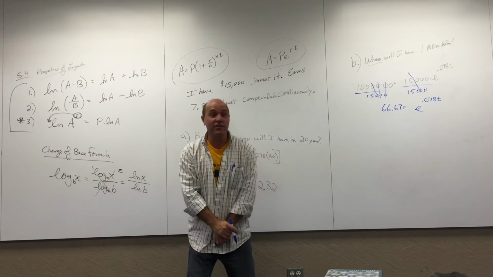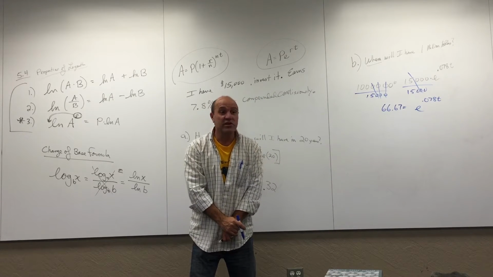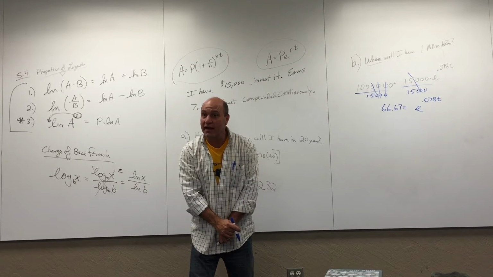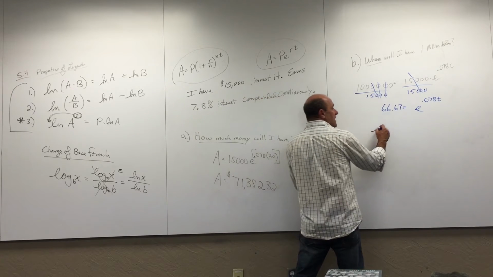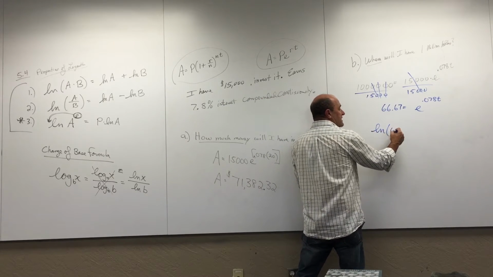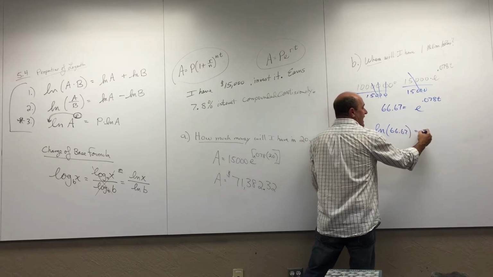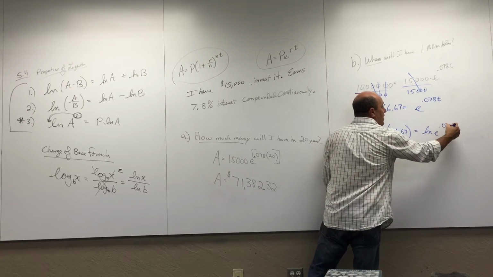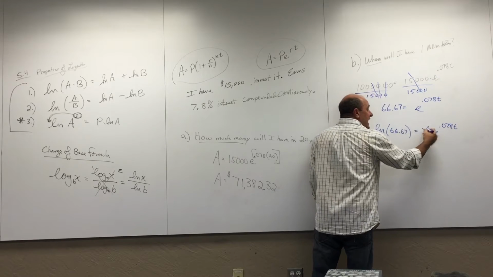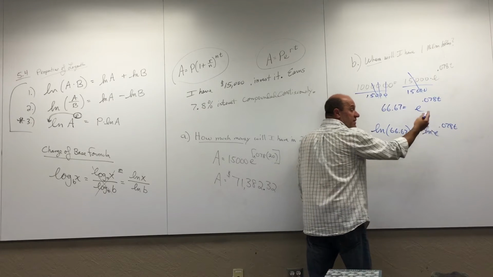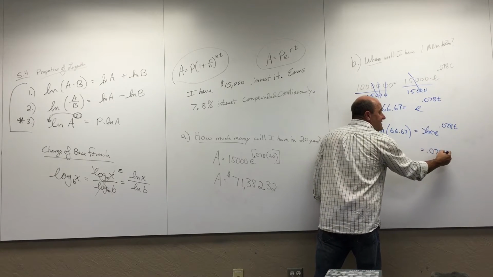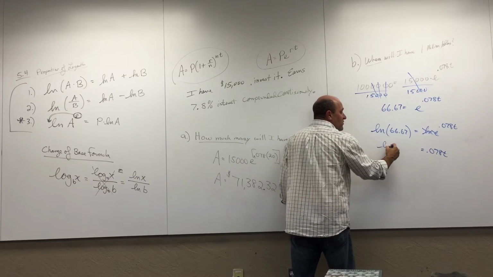What do I got to do? I got to kill the e. Logarithm. Which logarithm? Natural. Thank you. ln. I need to ln both sides. Natural log, ln, 66.67, and I got to ln this e thing over here. Lning the e cancels the e and leaves me with the 0.078t. I'm so close to being done.